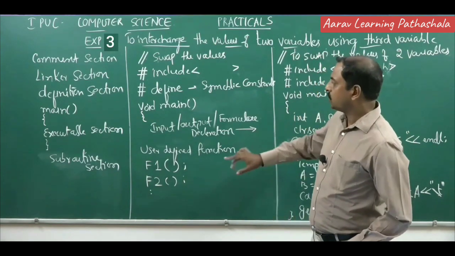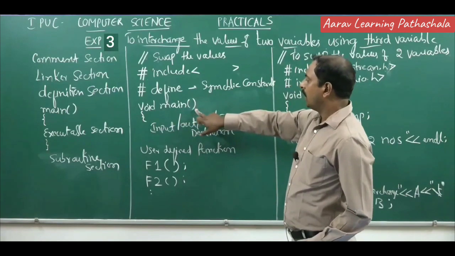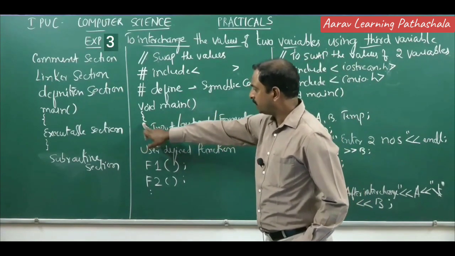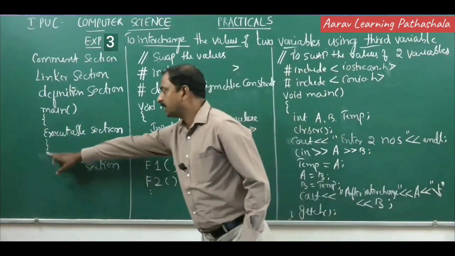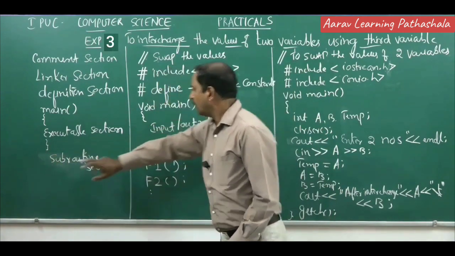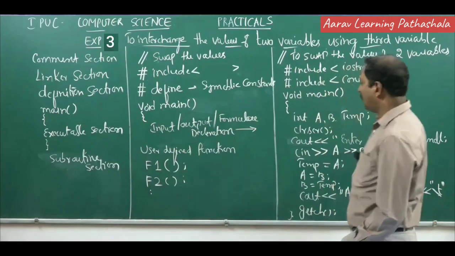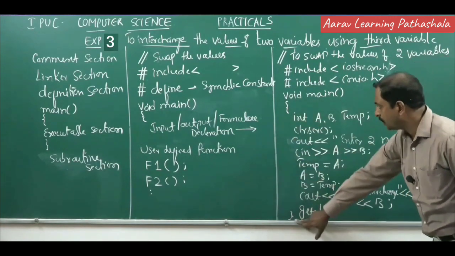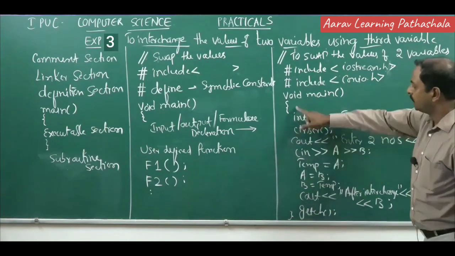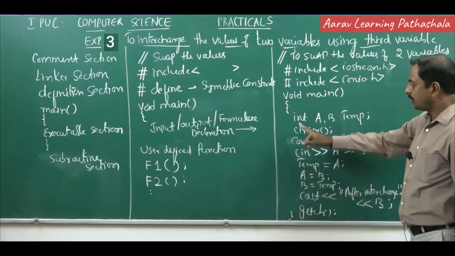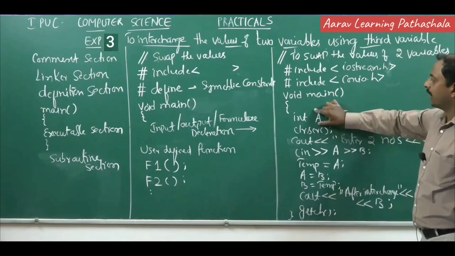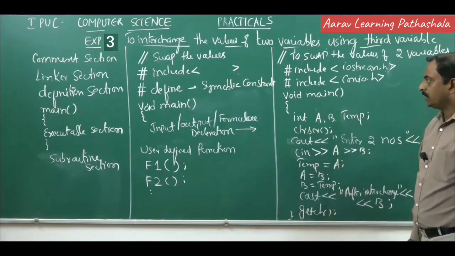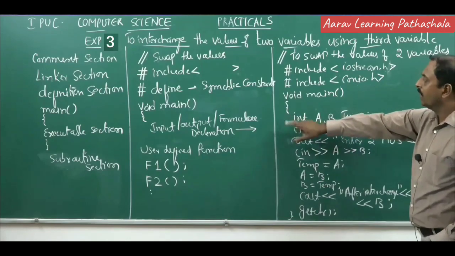So this main function starts with void main, and then we have to open the braces, and close the braces at the end of the program. In between, for example, in this example, void main we have opened here and closed here. These are called the executable section and executable statements. These statements are executed by the compiler in order, one by one.